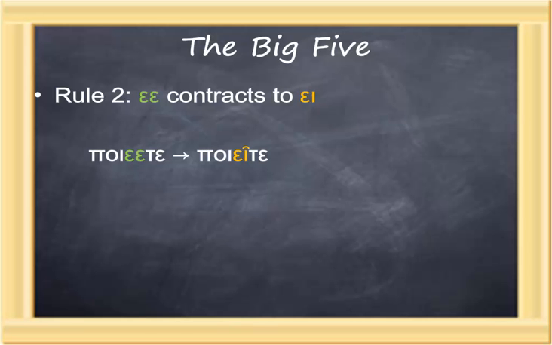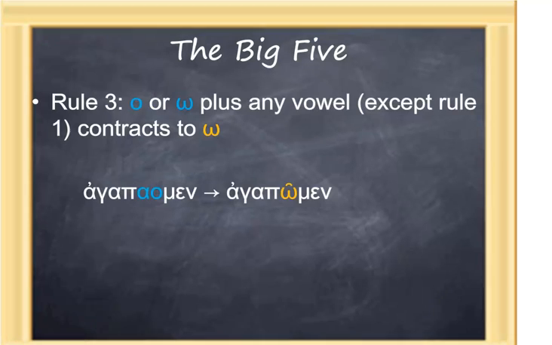Rule 2. If two epsilons occur together in an uncontracted form, they contract together to make epsilon iota, the diphthong. So poi-ete contracts to poieite. And you can hear in the enunciation why the contraction was necessary. By the way, the uncontracted forms never occur in the Greek language, only the contracted forms. This is rule number 2.